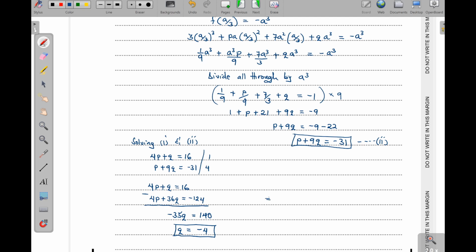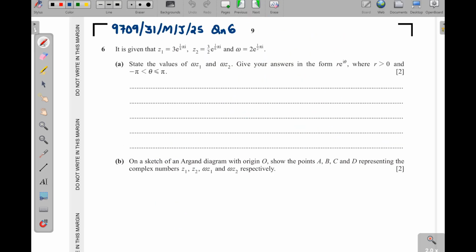Then how about p? We can substitute in any of them. So p, using the second one here, is going to be negative 31, then minus 9 of q. Okay, so negative 31, then plus 36. Isn't this a 5? So p is actually equal to 5. As simple as that. Question 6 is coming from complex numbers.